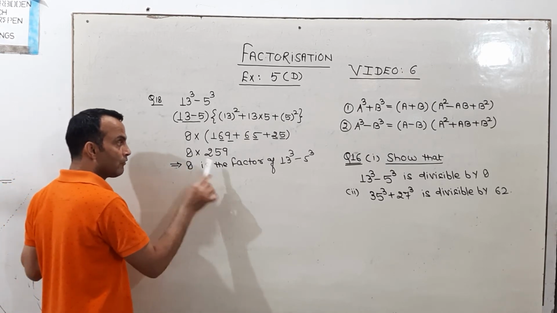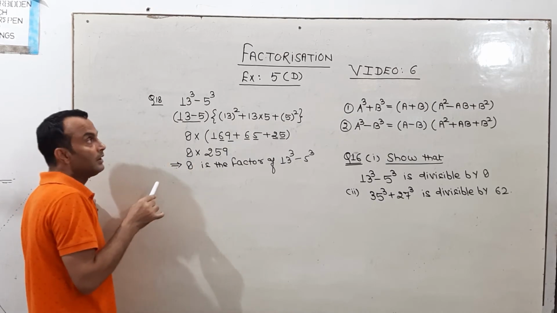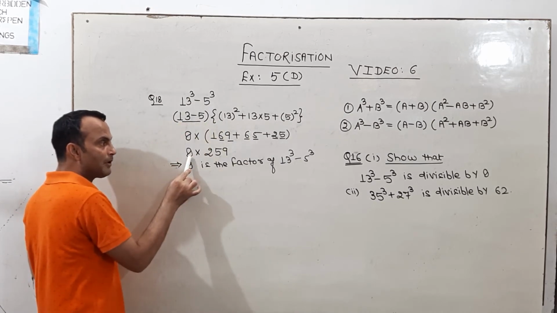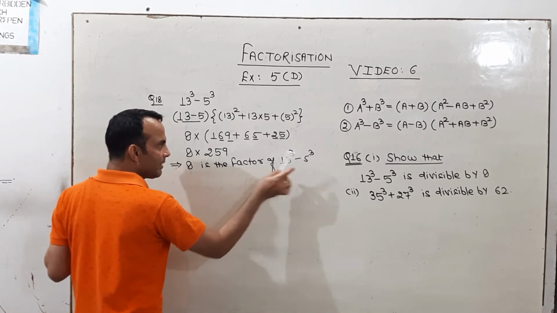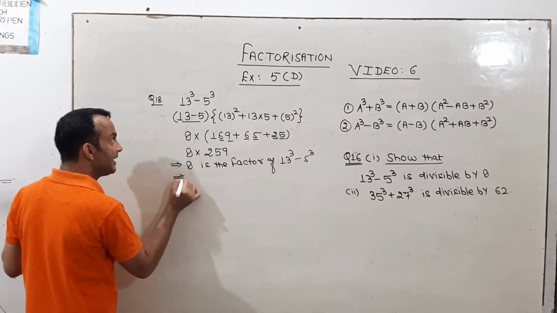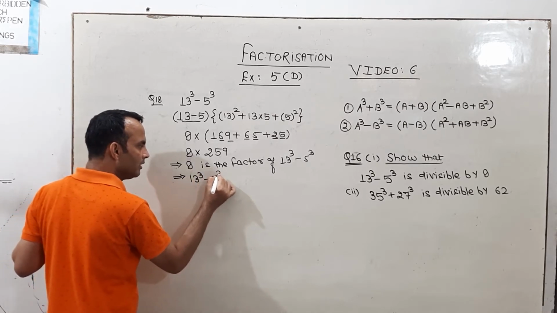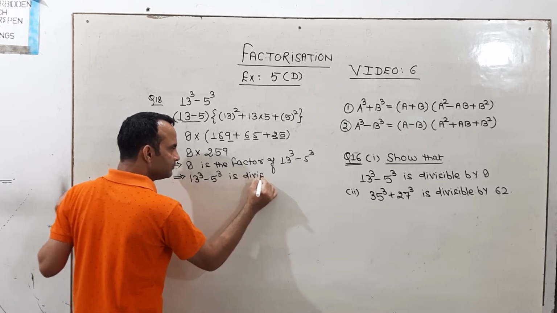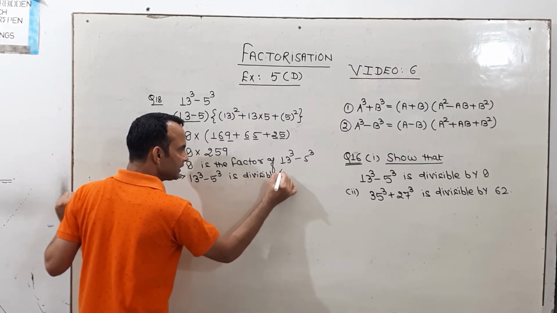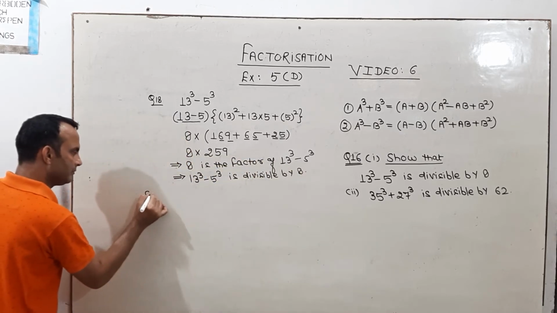8 is the factor, because the given expression is the multiple of 8. So we can write 8 is the factor of 13 cube minus 5 cube. This implies that 13 cube minus 5 cube is divisible by 8.